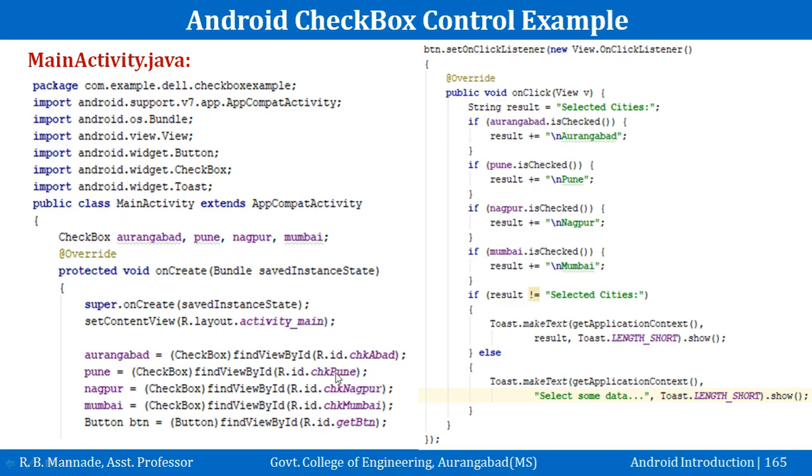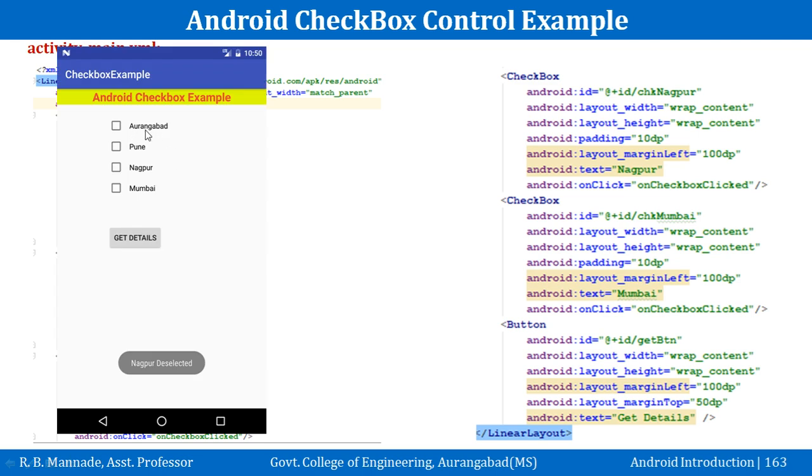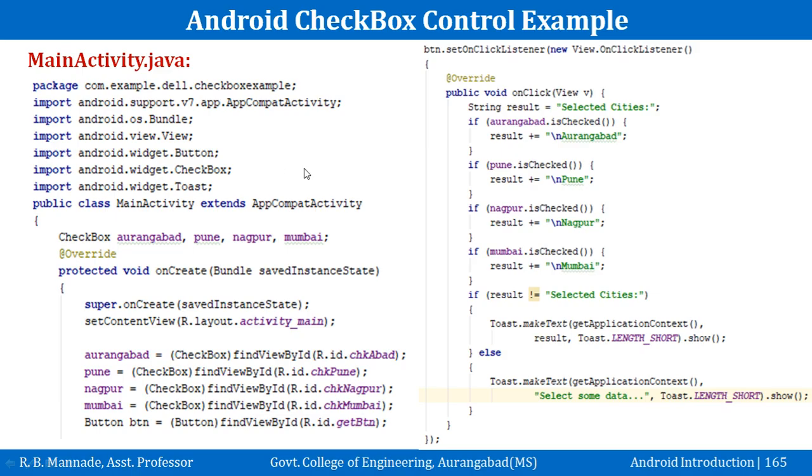So if you see in the layout file, chkabad is the ID of this first checkbox, which belongs to this particular first checkbox control, right? Similarly, the rest of these checkbox objects will be initialized or mapped with the definitions of the respective checkboxes which we have defined in the XML layout file, that is with IDs CHK Pune, CHK Nagpur and CHK Mumbai. Okay, and the last control is the button control here.